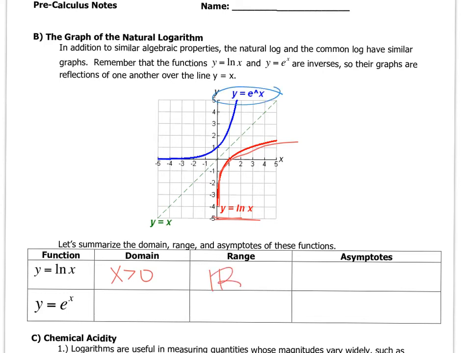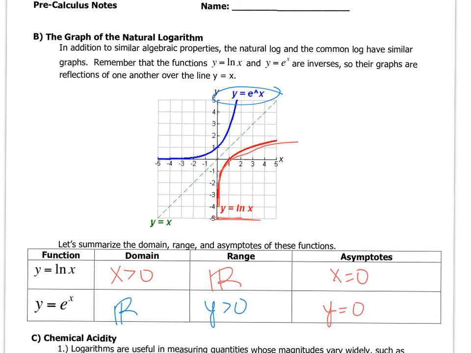With y equals e to the x, again, a similar thing. Our domain and range are flipping. So now our domain is all real numbers, and the range y has to be greater than 0. For the asymptotes, again, we have an asymptote at x equals 0 for our natural log function, and an asymptote at y equals 0 for our y equals e to the x function.